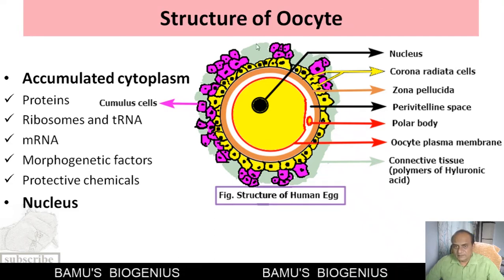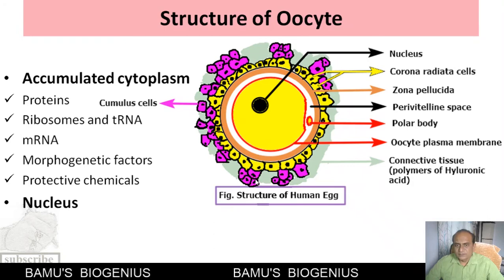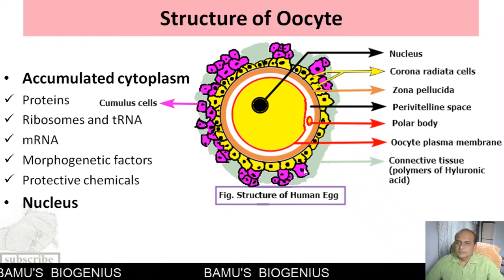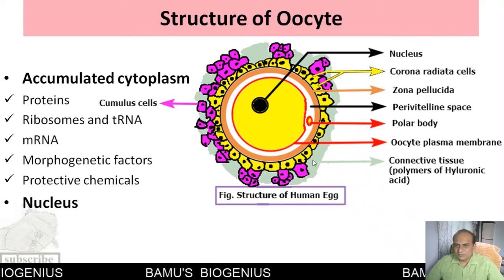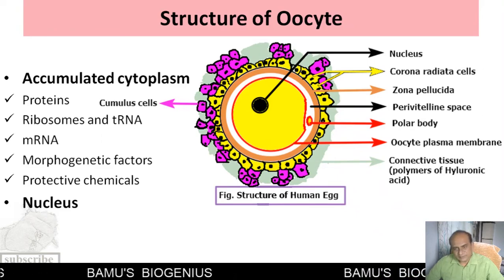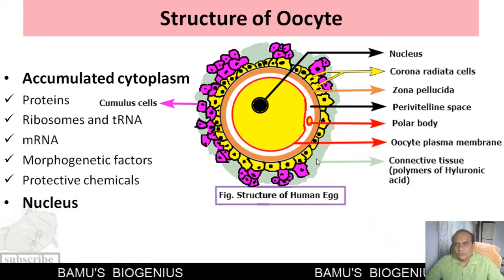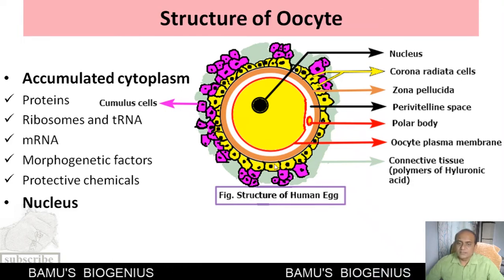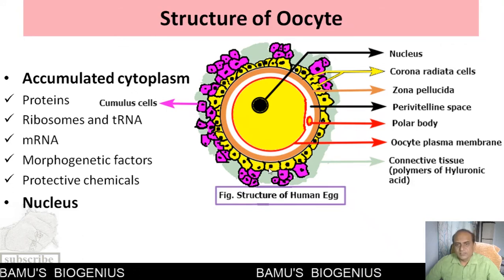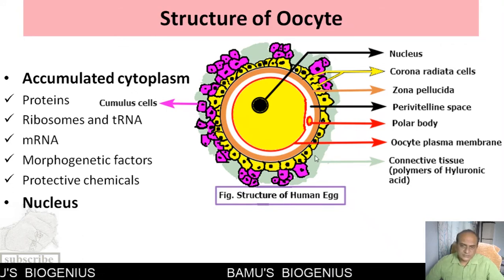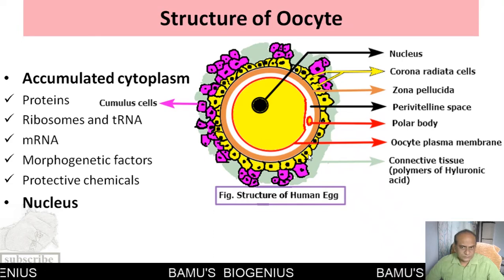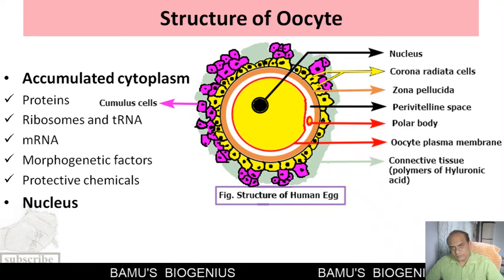After corona radiata cells, the cumulus cells are also present around the egg, and around these cumulus cells, you can see a layer of connective tissue. This layer of connective tissue is made up of polymers of hyaluronic acid. So this is how this particular egg is ovulated from the ovary and then taken to the ampulla region of the uterine tube. So this is all about the structure of an oocyte.